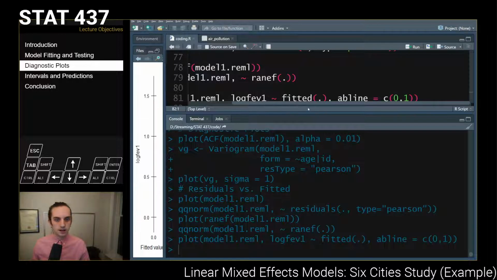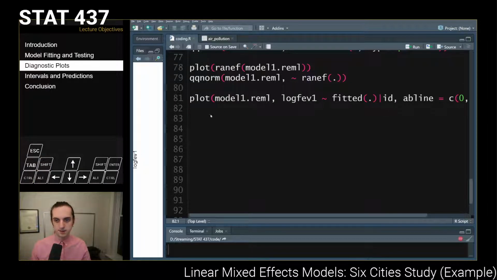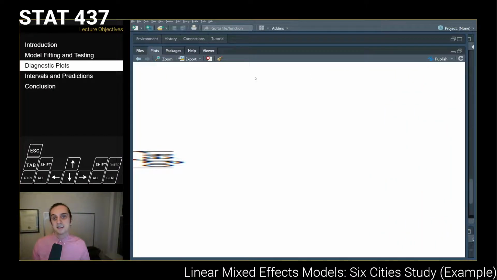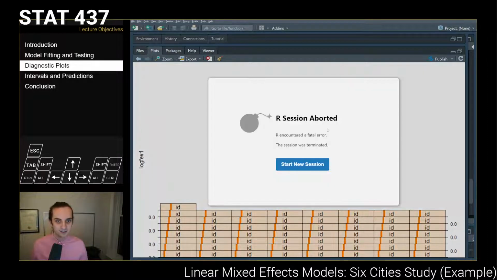You could also think about plotting the same plot subsetted on ID. This is going to take a little bit longer to plot because we have quite a few IDs, and in this case subsetting on the ID might not be the most appropriate variable. But if we had a treatment variable, for instance, you might want to subset on treatment and see inside of each of the treatment classes whether we're getting a good fit. I'm not sure that this plot is going to load for me right now. Yep, we get the session aborted.